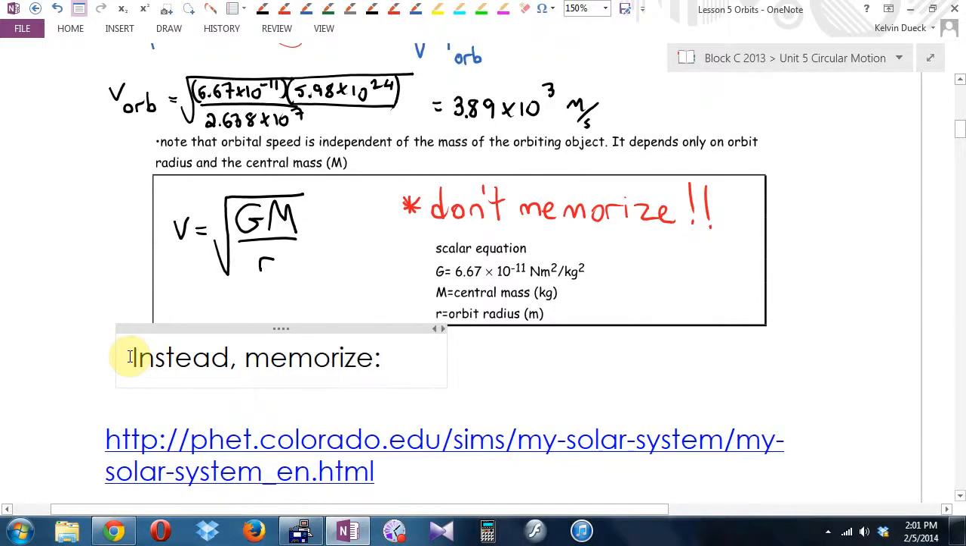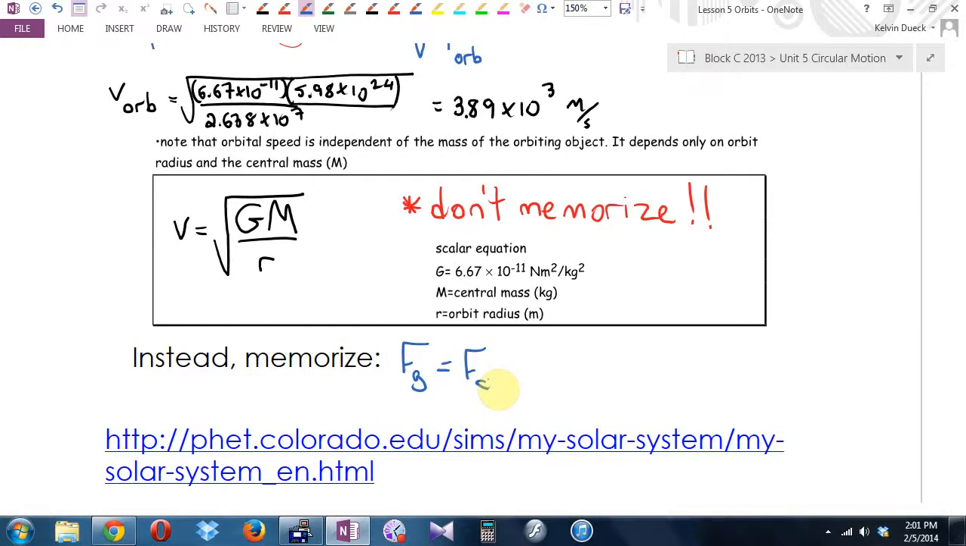Instead, memorize that when you're in orbit, gravity is what's pulling you in a circle. If you start there, Jordan, you'll be able to derive, I think we're going to end up with 4 different equations. You'll be able to derive them all. I can either give you the radius and say find the speed. I can give you the radius and say find the period. I can give you the period and say find the radius. I can give you the period and say find the speed. I can give you the speed and say find the radius. I can give you the speed and say find the period.